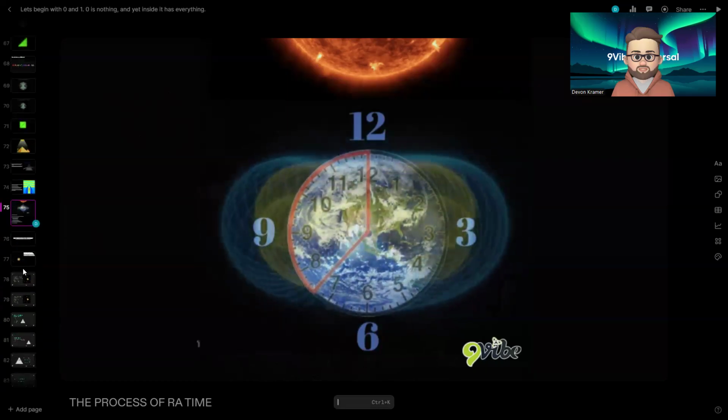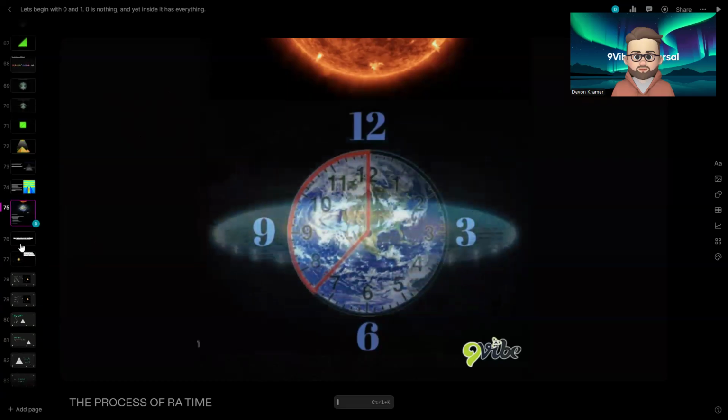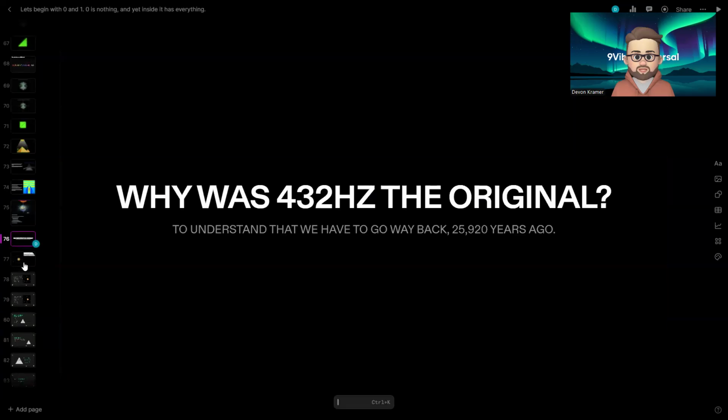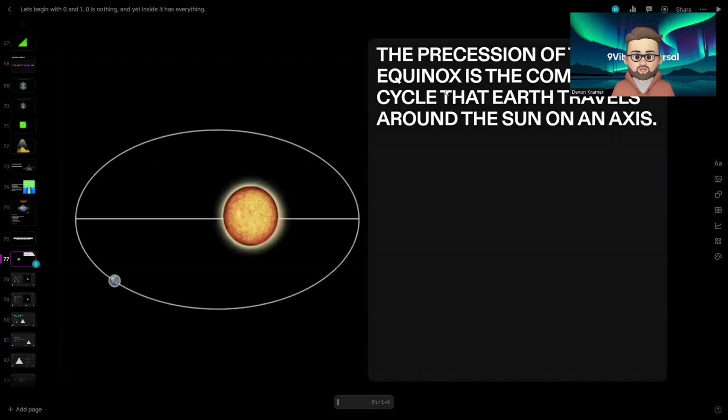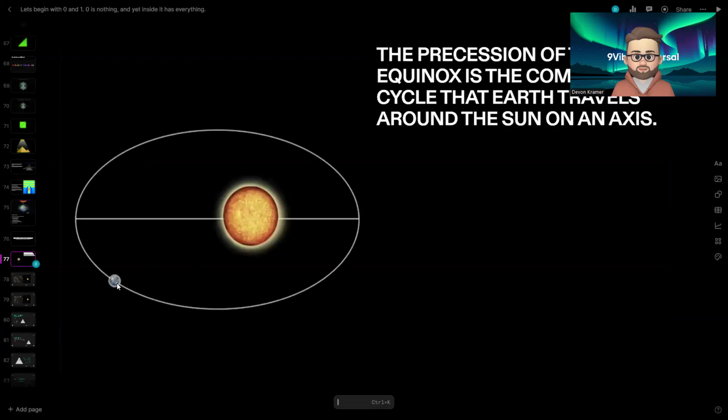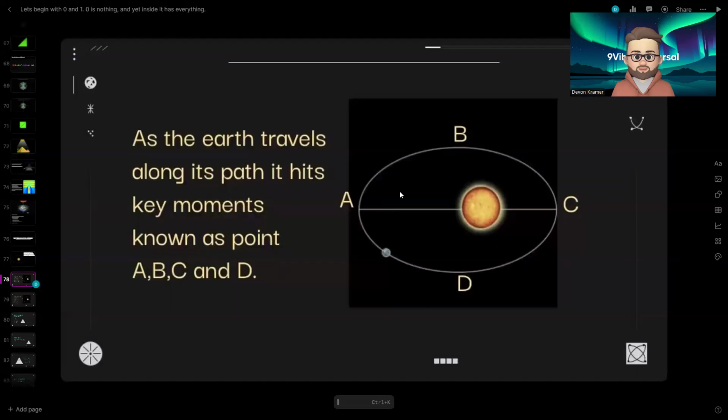But before we get to that, let's go ahead and talk about where this 432 comes from. Okay, why is it 432 hertz? It's very simple because if you look at something called the precession of the equinox, which is basically the Earth going through the cycle around the sun, you will see that there are points A, B, C, and D. This over here is the galaxy. The galaxy is the brightest that we have. It is brighter than the sun. Okay. So whenever the Earth is going through, you will see that there are very specific points when we are further away from the sun and further away from the galaxy.